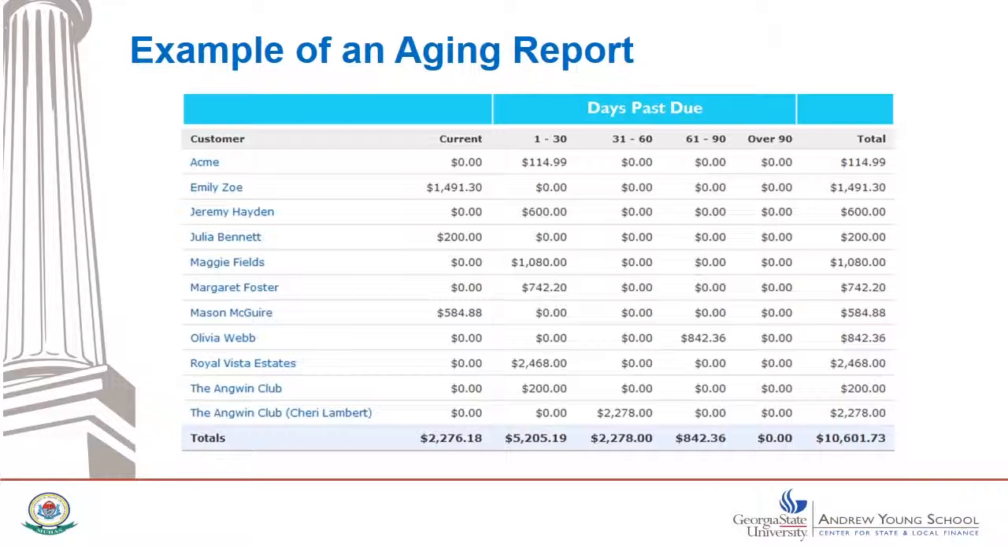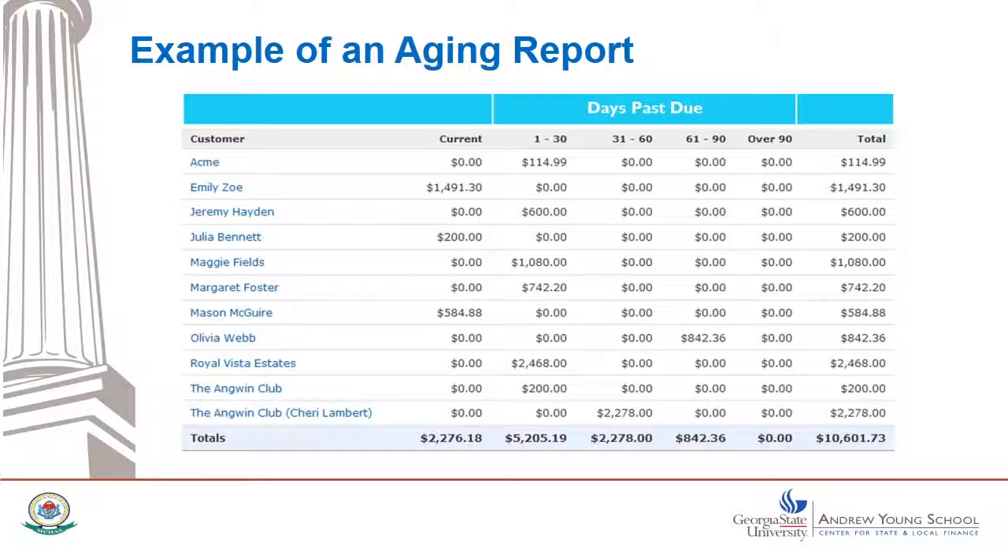Here's an example of an aging report. On the left side, we see the customers. In the case of a laboratory, these would be clients or patients. The current column indicates how much has been billed today.